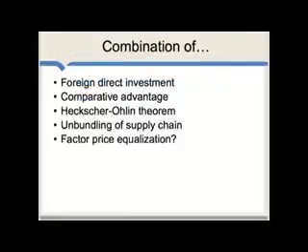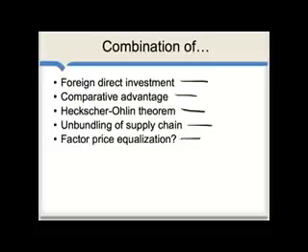The economics of offshoring involves several different elements, including foreign direct investment, comparative advantage, the Heckscher-Ohlin theorem, the unbundling of the supply chain, and possibly factor price equalization. We have separate videos on all of these. I'm not going to cover them again, but just keep in mind each is very relevant to understanding offshoring. And if I had to say there's a single relevant point here, it's simply that offshoring represents another way of capturing international gains from trade.